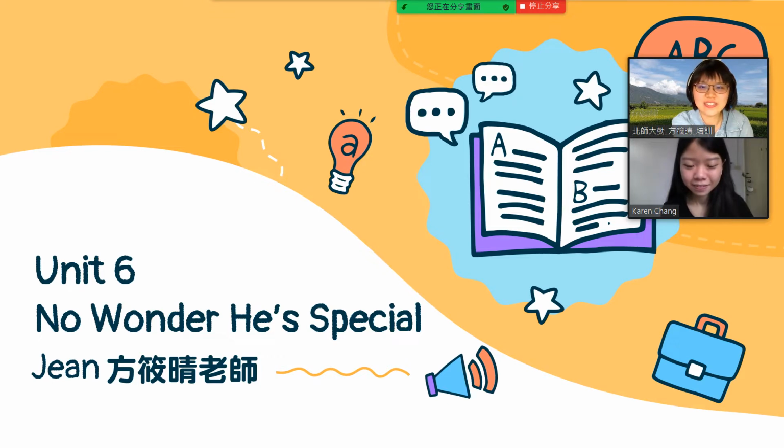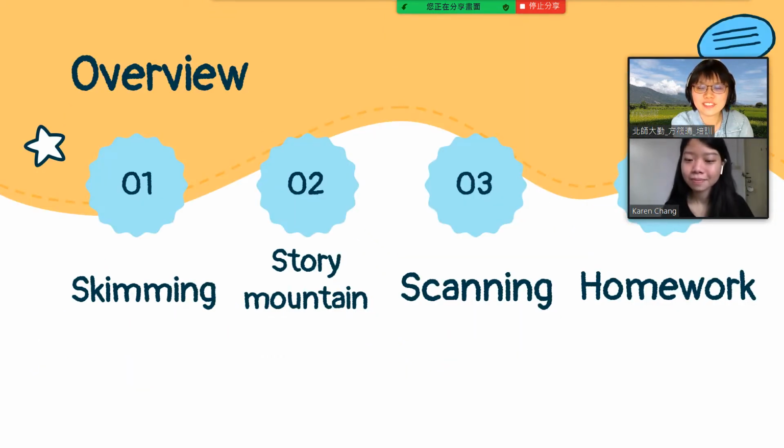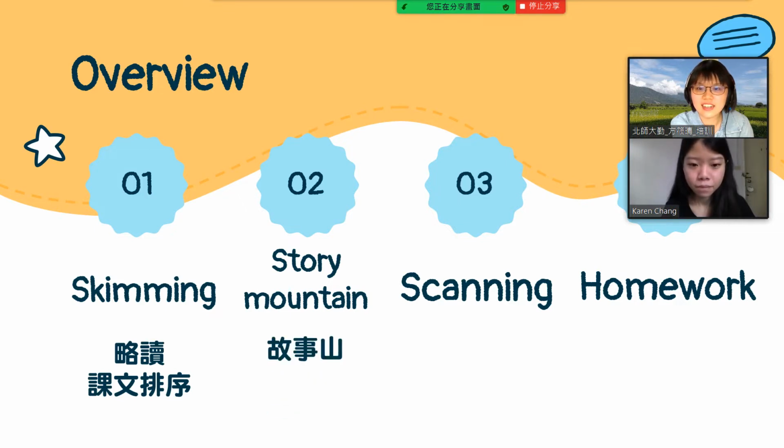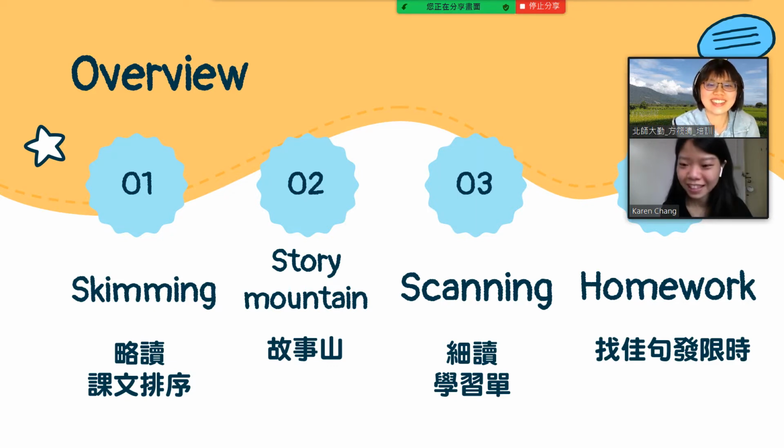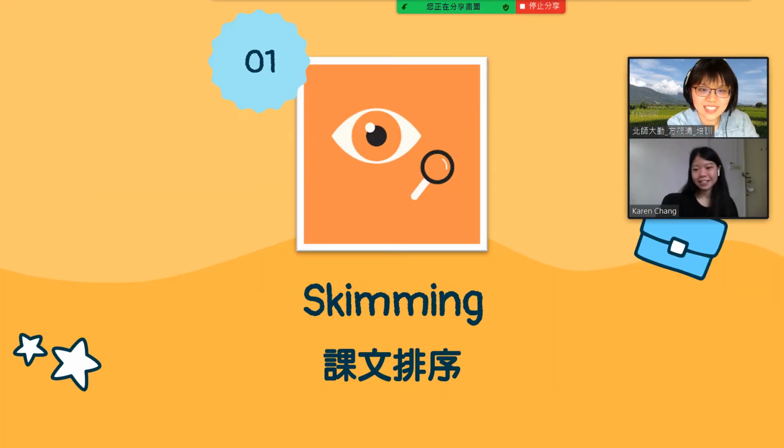Okay, so let's move on to our overview. Today we are going to first do skimming, and we'll look at a graphic organizer called a Story Mountain. In the textbook, you will see a pyramid. Next is scanning, and we will use a worksheet. The last one is homework. You need to find something; later you will know what to do.